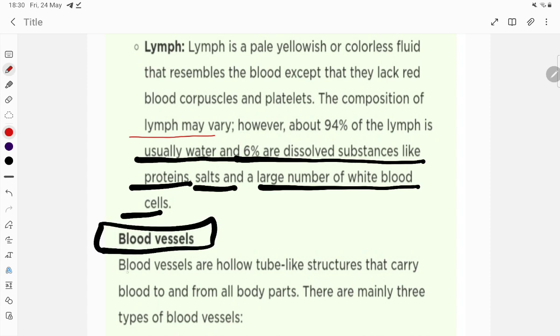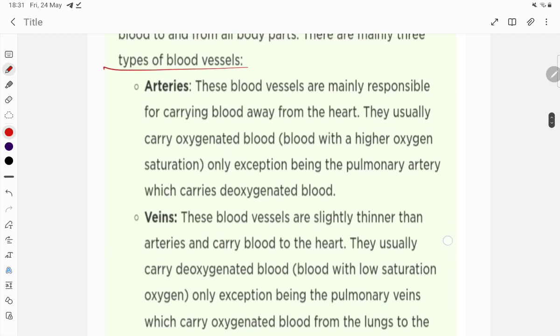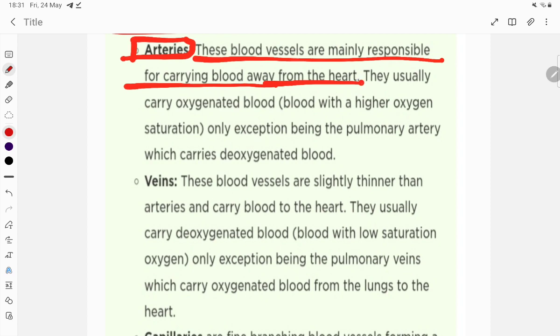Blood vessels. Blood vessels are hollow tube-like structures that carry the blood to all body parts. Mainly three types of blood vessels are found, student. What are the three types of blood vessels, student? The first one is arteries, student.